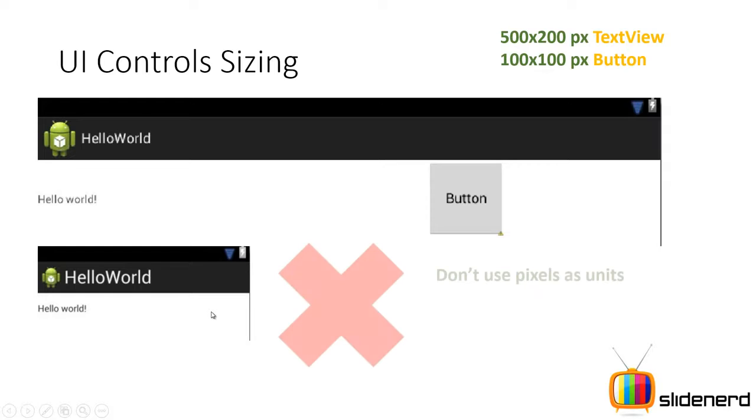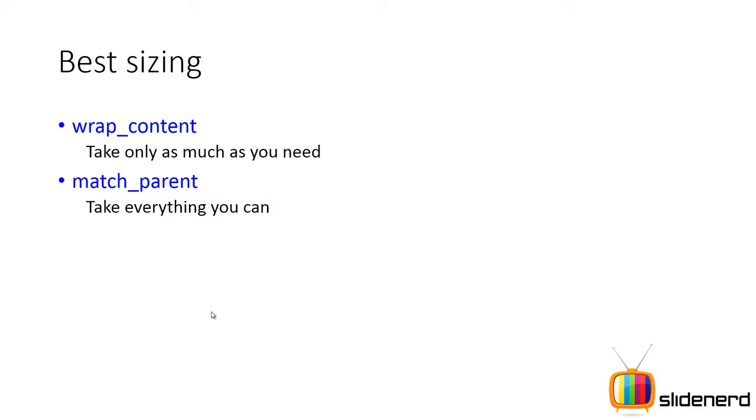So what is not recommended is giving sizes for your controls or views in pixels. But then you will ask me, then how should I size them? How do I measure them? How do I give them a size? Pretty simple. There are two standard units for giving sizes in Android. They are the best ways. One of them is called wrap content, the other is called match parent.